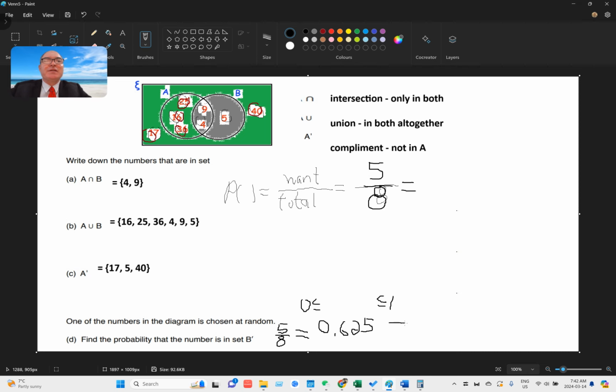I can also write that as a percent. Just move the decimal over 2 places. That's 62, but I have to remember to add that percent sign. 62.5% chance that if I grab one at random, it's going to be one of the green values, one of the complements of B.